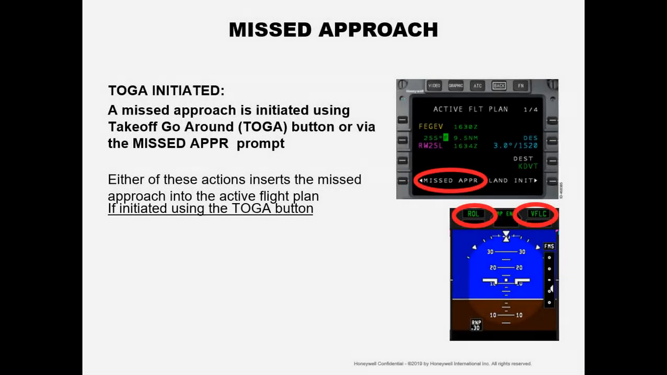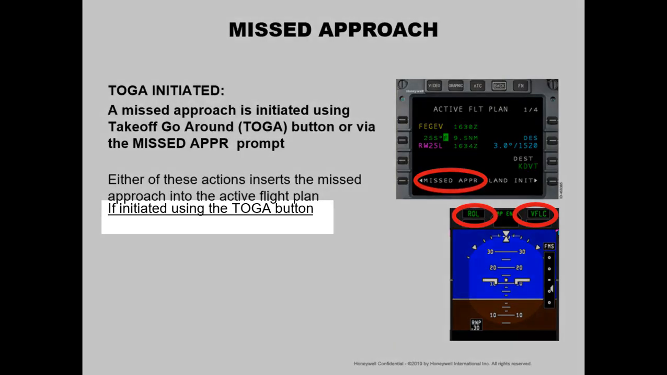In this section, we'll review the functionality of LNAV at go-around. As pilots know, a missed approach is initiated using a takeoff go-around or TOGA button on the throttle or via the missed approach prompt on the MCDU. Either of these actions inserts the missed approach into the active flight plan.